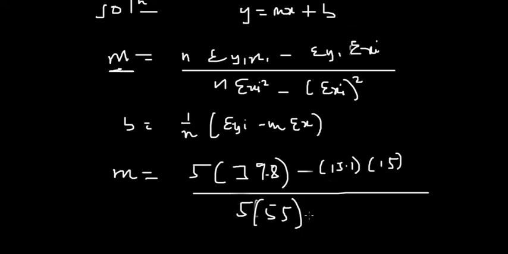That will give us 55. Okay, and then minus the summation of x all raised to the power 2, which is 225. So you can compute them yourself, and when you compute this, you end up with minus 0.55. That's what you get for the value of the gradient.